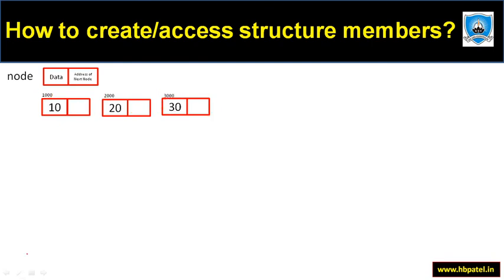So now you can see this. I have put 2000 over here, that means it is pointing to the second node. I have put 3000 over here, that means it is pointing to the third node, and now this is null.